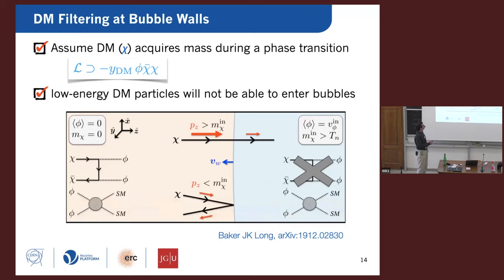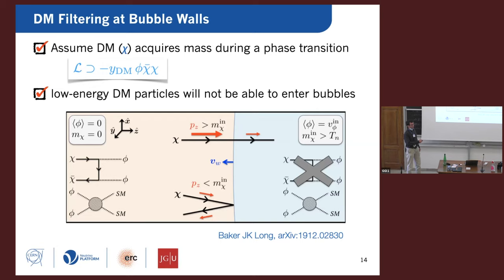Once again, particles coming in with a large momentum will have enough energy to get into the true vacuum bubble and become massive. But since large momentum means that they are sitting on the tails of the thermal distribution, there are only very few of these particles. The majority of the particles will have too low momentum to get in and will be reflected.